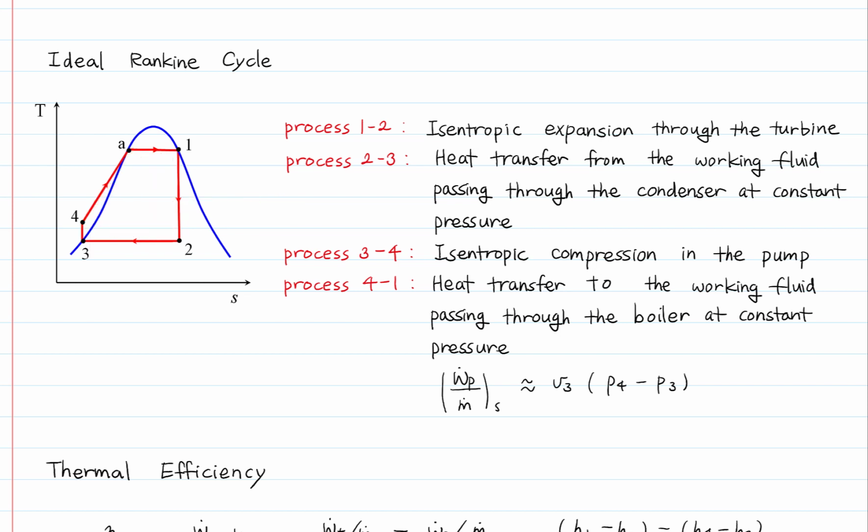The phase of the working fluid in the process 3-4 is liquid. There is negligibly small change in the specific volume during the process. So we can assume the specific volume at state 3 equals the specific volume at state 4. So the pump work is expressed as this. Pump work is approximated as the specific volume at state 3 times the pressure change between state 4 and state 3.